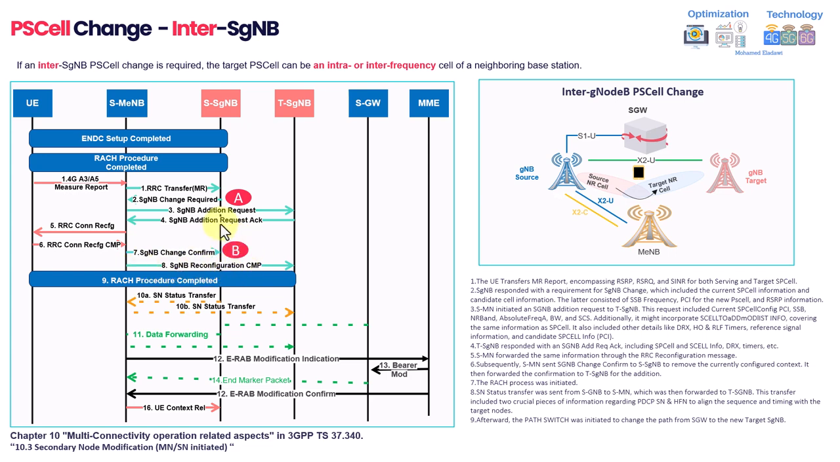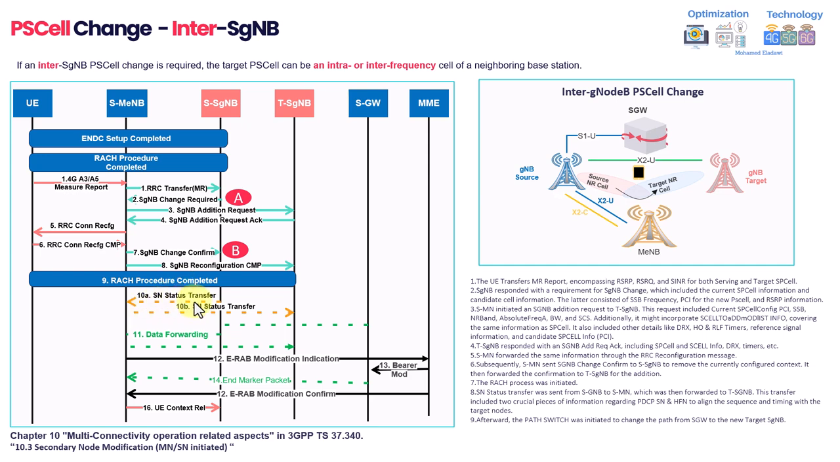Then the master node will respond again to the target SGNB that the SGNB configuration is completed. Then the user will initiate the RACH process. Once the RACH process is completed, we move to this particular part, where the old serving 5G node forwards something called SN status transfer. What does this SN status transfer refer to?